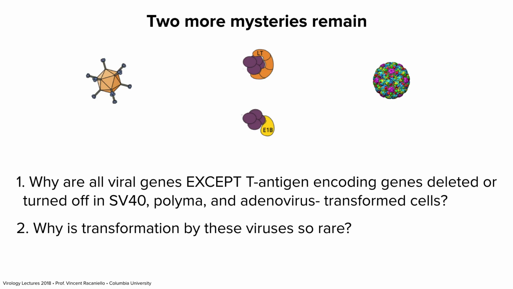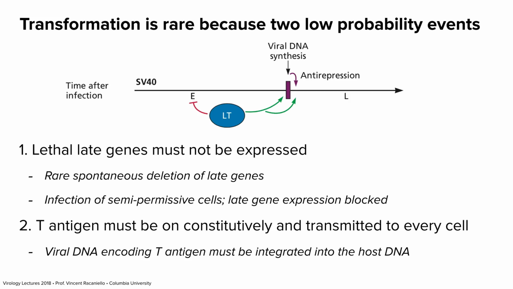Two more things we have to figure out. First of all, why is only T antigen produced in these transformed cells, and why is transformation so rare? It's rare because two low probability events have to occur. First of all, you cannot produce late genes. These are typically lethal. They give rise to virus particles, and that can end up killing cells. So you either have to have a rare deletion of late genes to transform a cell, or you infect a semi-permissive cell where there's no late gene expression.